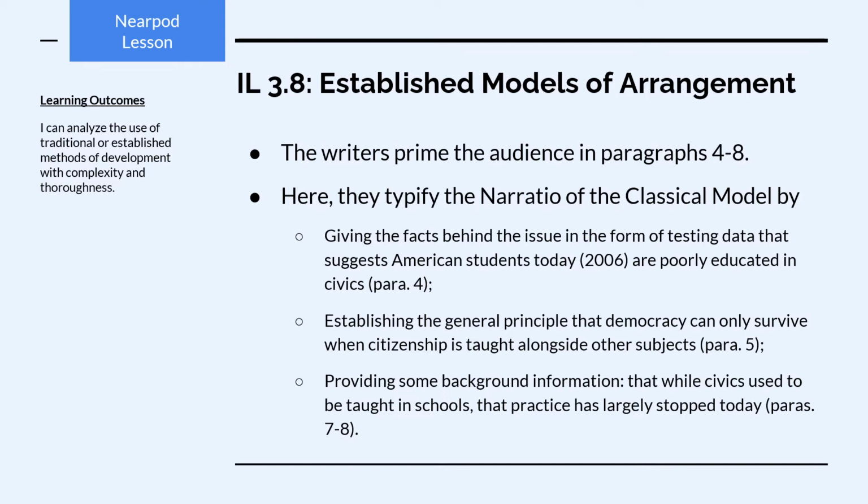They also establish the general principle that democracy can only survive when citizenship is taught alongside other subjects. That's in paragraph 5, and that general principle is going to be necessary for them to make their arguments in the next part. They also provide some background information, some history about how civics used to be taught, that while civics used to be taught in schools and used to be a very big focus in schools when public schools were first created, that practice has largely stopped today. And all we're left with is a government class that just talks about the structures of government.